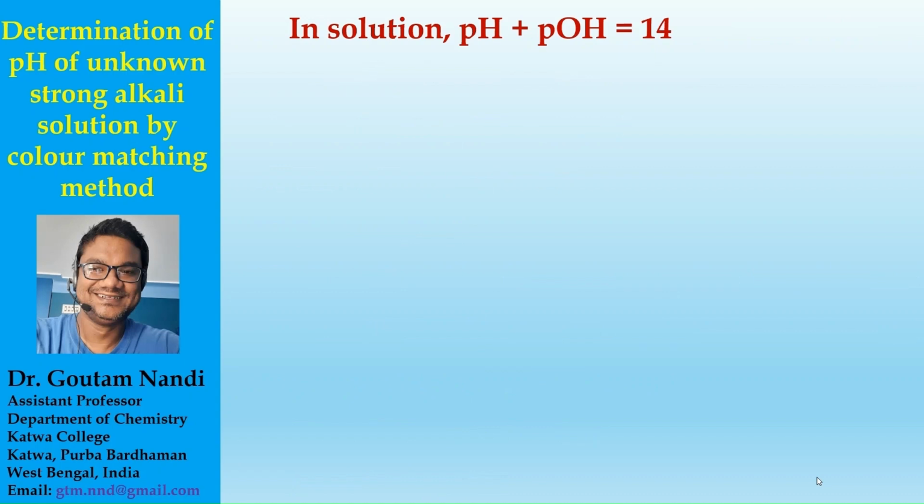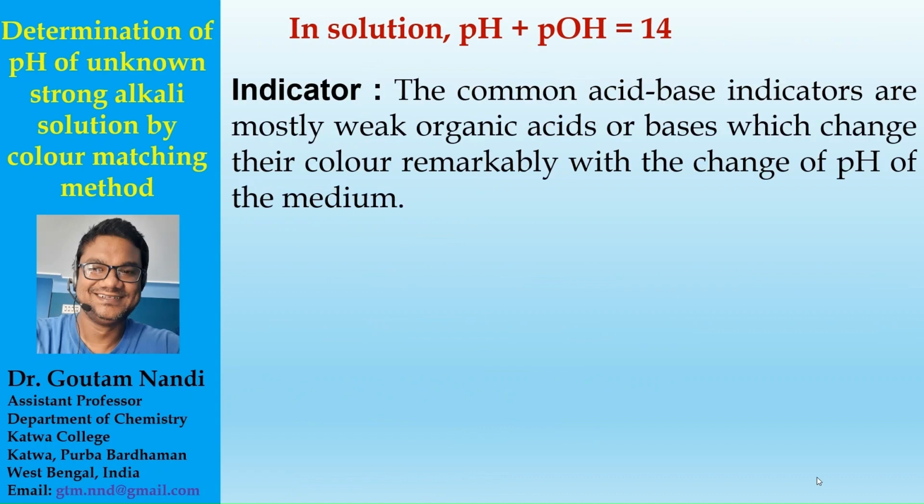Now, concentrate on the title of the experiment. We are going to determine by color matching method. So we have to use an indicator. And as we are dealing with an alkali solution, we have to use an acid base indicator. So let us know what is an acid base indicator. These are mostly weak organic acids or bases which change their color remarkably with the change of pH of the medium. And in this experiment, we will use phenolphthalein as the acid base indicator.